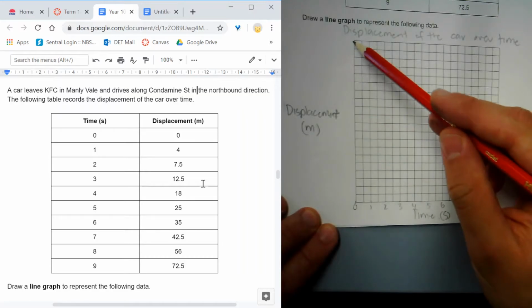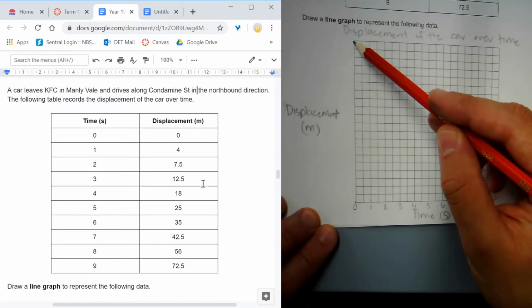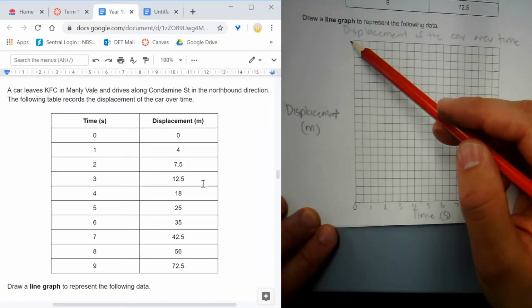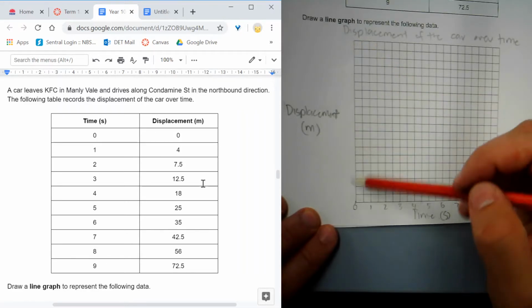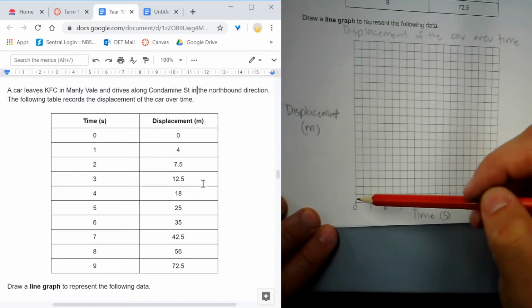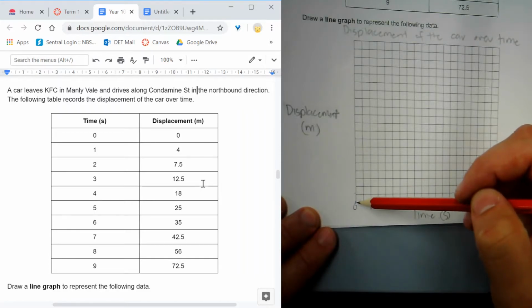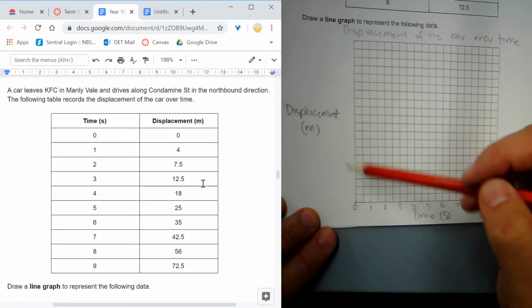If I go up in ones, I'm going to get to 20. It's too small. If I go up in twos, I'm going to get up to 40, which is still too small. 3 is a little bit of an awkward number. I wouldn't suggest using it. It's probably better to go up in fours. If I go up in fours, I'm going to get to 80, which is pretty close to 72.5, but gives us a little bit of room.